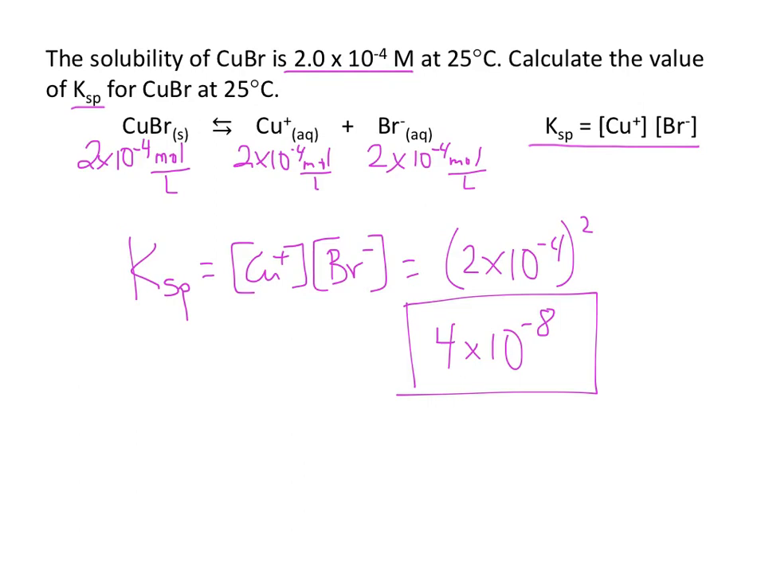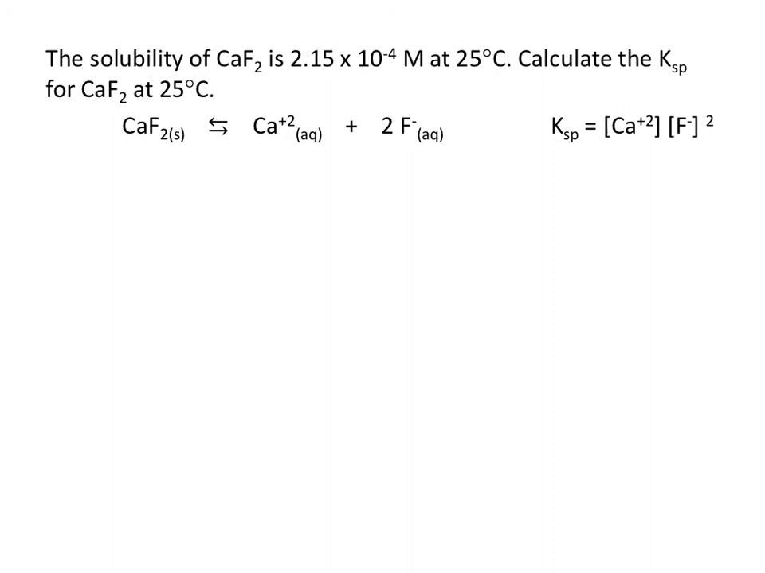Let's move on. So the next question says the solubility of CaF2 is 2.15 times 10 to the negative 4 molar, which means 2.15 times 10 to the negative 4 moles of CaF2 will dissolve in a liter. Since it's a 1-to-1 ratio, CaF2 to Ca plus 2, that means that there's going to be 2.15 times 10 to the negative 4 moles of Ca plus 2 in a liter.